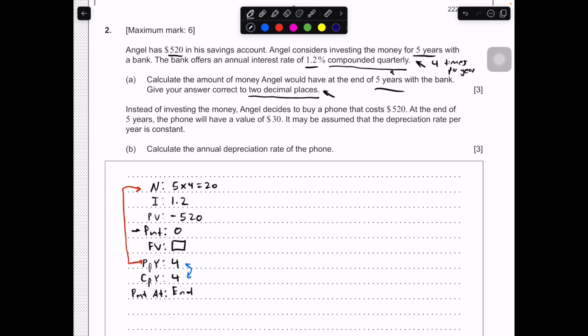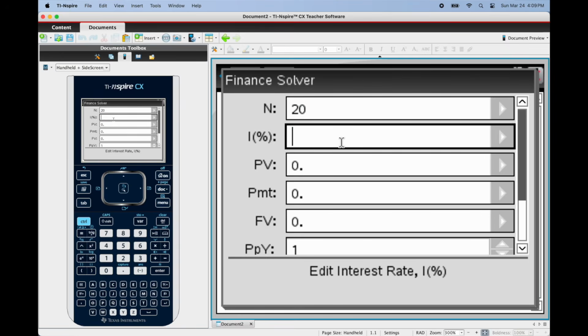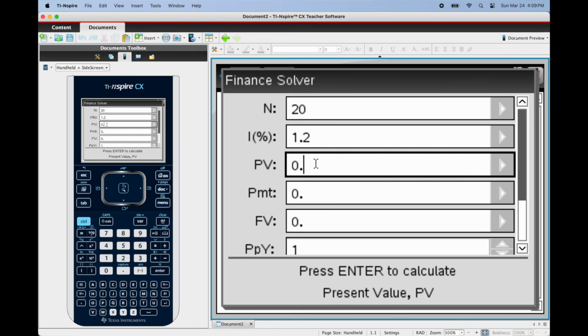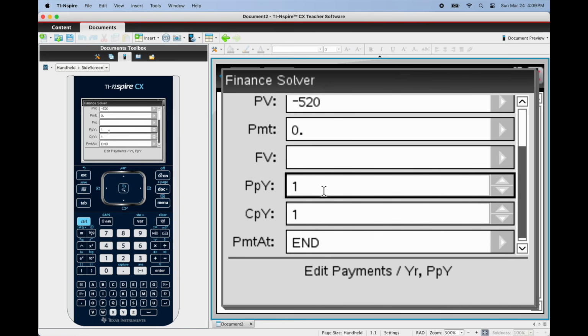So let's go and write this into the calculator and get our results. So 20 payments, 1.2, present value, money flowing out. It's not making any payments. The final value is what we're interested in, so let's leave that empty. Payments per year and compounding periods per year, we'll keep these the same in this case. If we're not making any payments and we're just looking for compound interest, keep PPY and CPY the same.